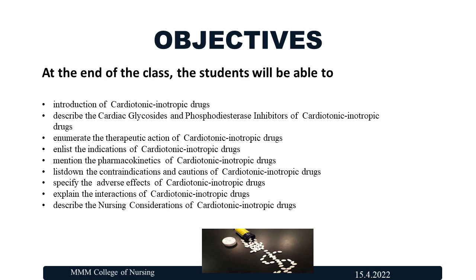Objectives of today's class. At the end of the class, the students will be able to know the introduction of cardiotonic inotropic drugs, describe the cardiac glycosides and phosphodiesterase inhibitors of cardiotonic inotropic drugs, enumerate the therapeutic action of cardiotonic inotropic drugs, enlist the indications of cardiotonic inotropic drugs, mention the pharmacokinetics of cardiotonic inotropic drugs, enlist the contraindications and cautions of inotropic drugs, specify the adverse effects of cardiotonic inotropic drugs, explain the interactions of cardiotonic inotropic drugs, and describe the nursing consideration of inotropic drugs.